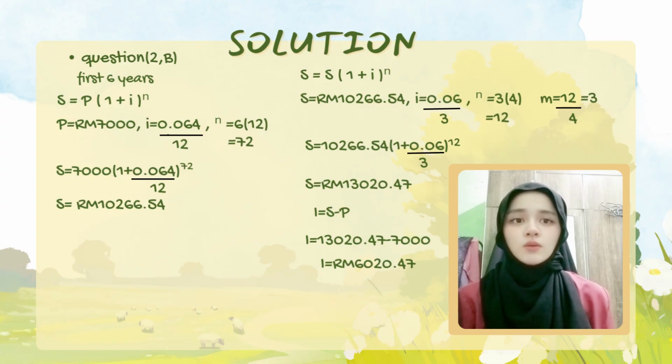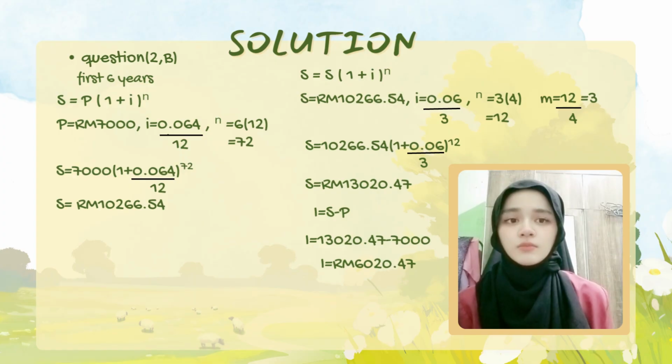Step 2. Now, the compounding changes. The next 4 years use 6% interest compounded every 4 months. Every 4 months means 3 times a year, so the rate per period is 0.06 divided by 3, which equals 0.02. The number of periods is 4 years times 3 equals 12. So I take the previous amount and multiply it by (1.02) to the power of 12. This gives 13,020 ringgit and 47 cents.